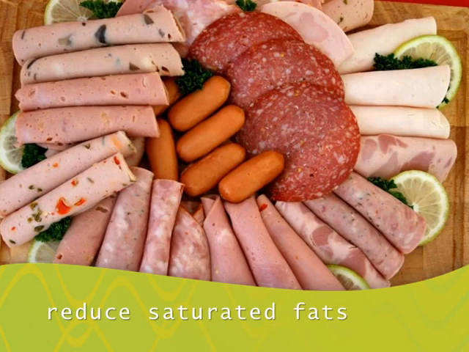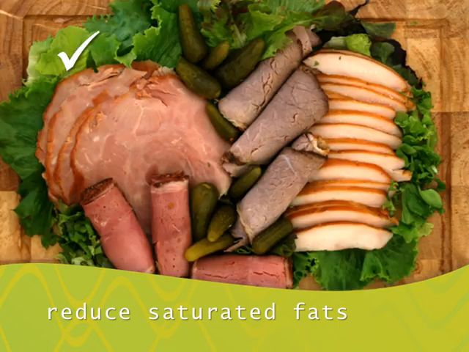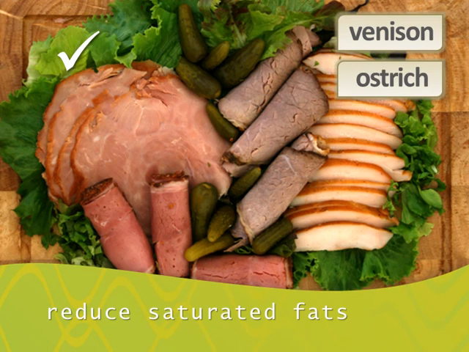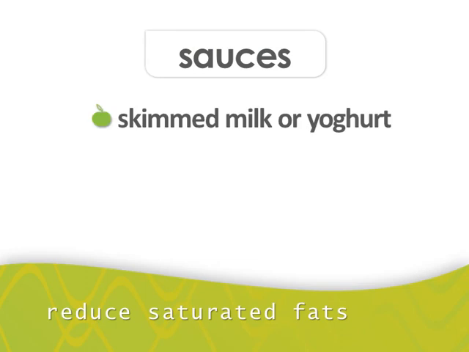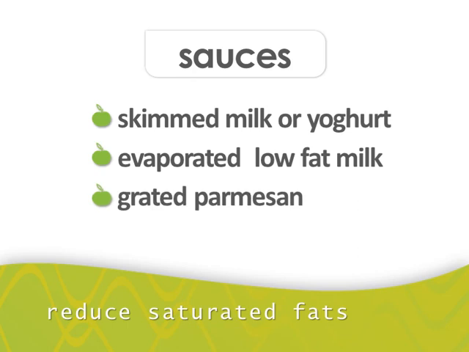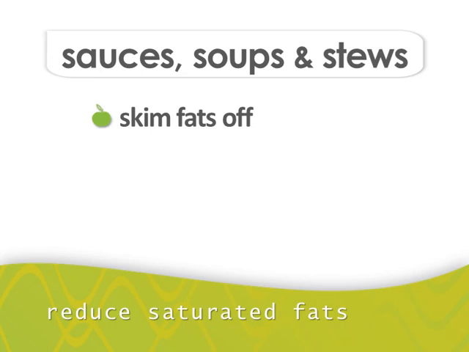Furthermore, processed meats, sandwich ham, salami, and pâté are also very high in fats. Rather choose lean cuts as convenient cold meats, such as lean ham, pastrami, silverside, shaved chicken, or turkey. Other leaner meat cuts include venison and ostrich. Avoid rich sauces, butter or cheese on meat or vegetables. Choose skimmed milk or low-fat yogurt for sauces, or add a little grated parmesan over vegetables for the cheesy taste. Skim fats off sauces, soups, and stews.